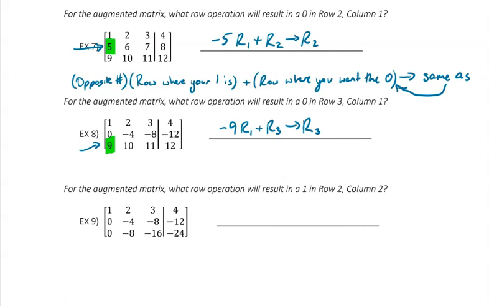All right, last one. Instead of a 0, what operation will result in a 1 in row 2, column 2? All right, so row 2, column 2 is that -4 right there. So if we want a 1, then the idea for getting 1s is we can either swap or do multiplication/division.